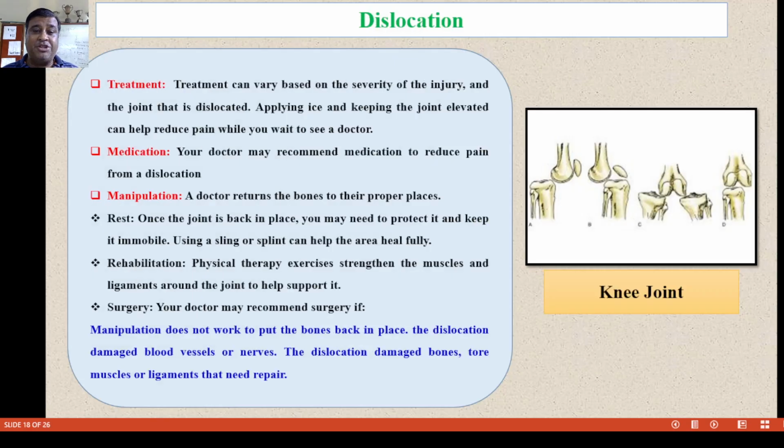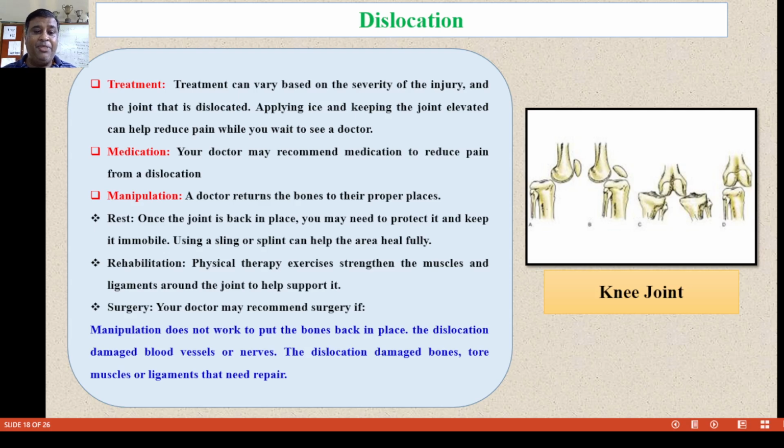Now what is the treatment that should be taken for a dislocation? Treatment depends, first, on the severity of the injuries. Second is the type of the joint, that is, where the dislocation has happened. Applying some ice and keeping the joint elevated, we have to do, as it reduces the chances of pain. Medications we have to take as prescribed by the doctor, to reduce the pain of the dislocation.